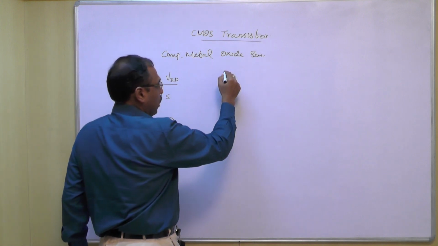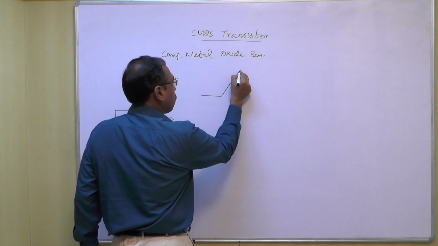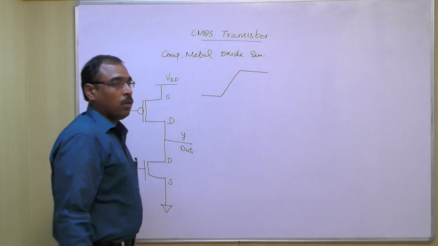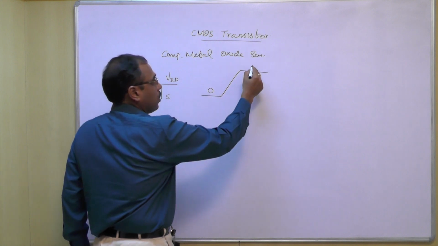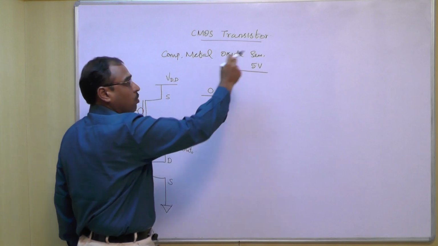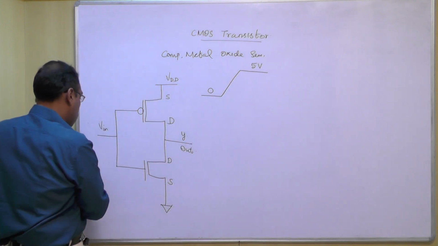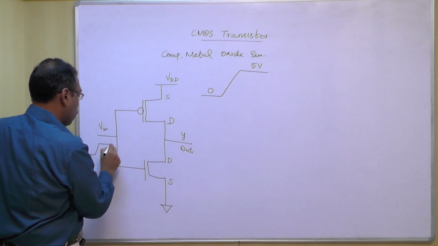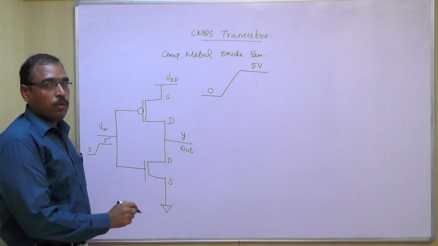Assume we are applying an input voltage like this. Initially the input voltage is 0, then it changes from 0 to 5 volt, that means logic 0 to logic 1. Now if this input voltage of 0 to 5 volt is applied here, you will see what will happen.